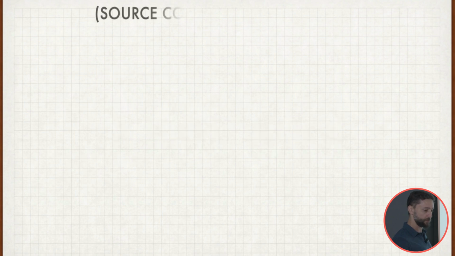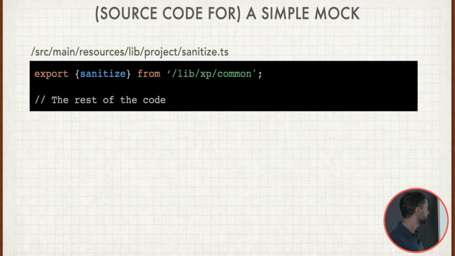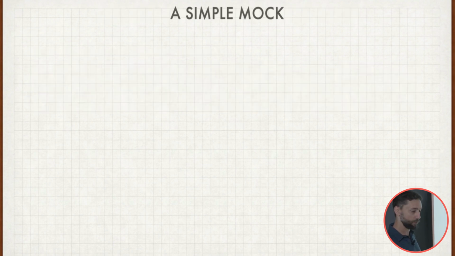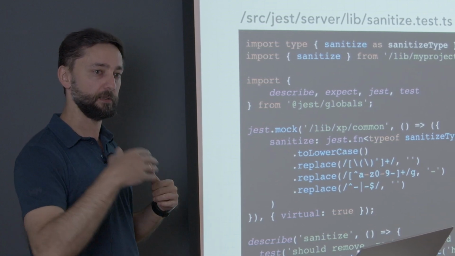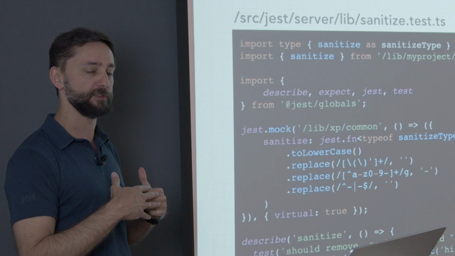Okay, so let's try and make a simple mock. We have the source code, which looks like this. You can imagine that this is the first line of your long TypeScript code, right? We export something from a TypeScript file, and this is an actual XP core library called libcommon, which has the method called sanitize. So what happens if we try and test this code? The problem is that as soon as we import that code, your framework will actually try to import that library, so it expects it to actually exist.